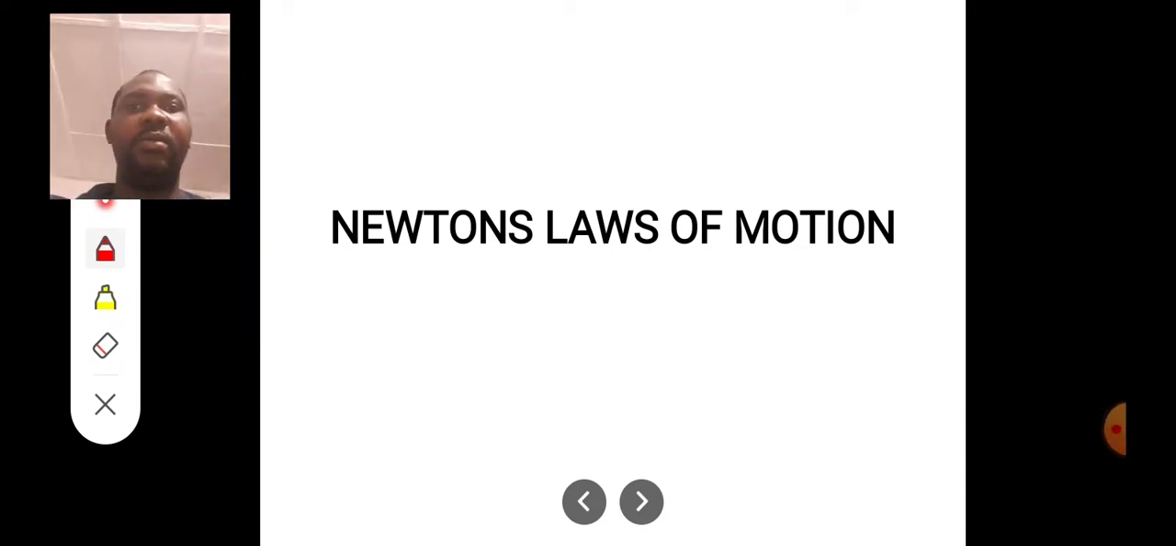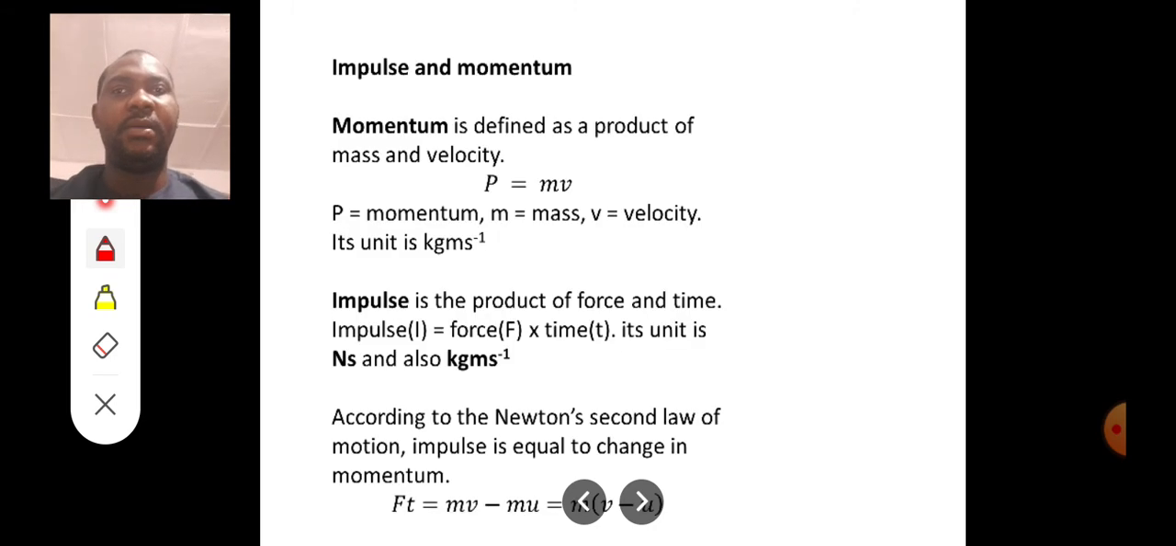Here we are going to be looking at Newton's laws of motion. Quite a lengthy course. We start with impulse and momentum. We'll start with this understanding.